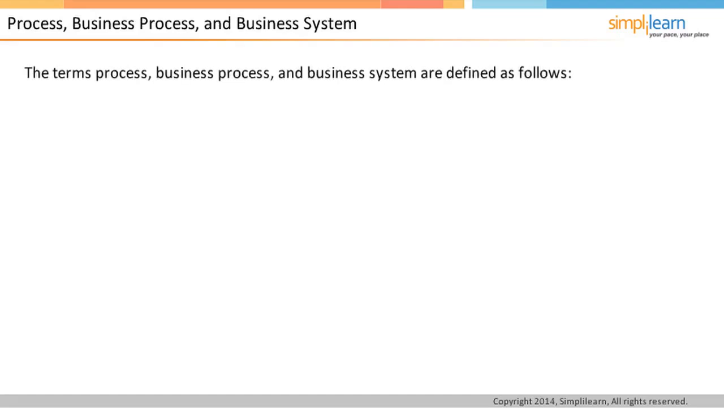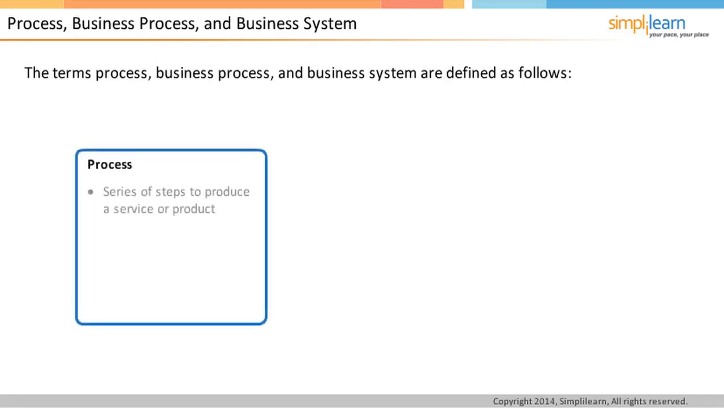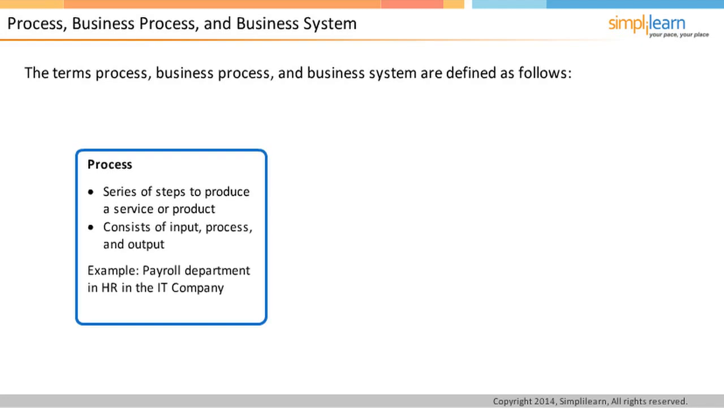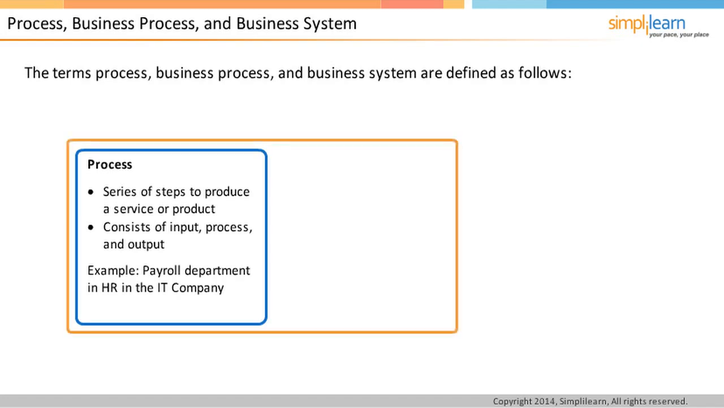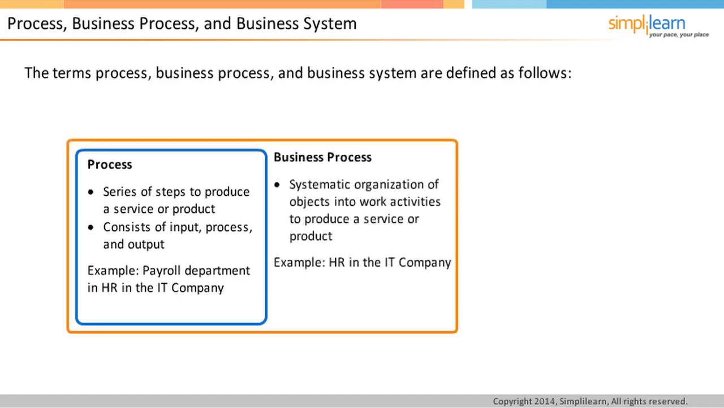Let us understand process and business system in this screen. A process is a series of steps designed to produce a product or service to meet the requirement of a customer. A process mainly consists of three elements: input, process, and output. A business process is a systematic organization of objects, such as people, machinery, and materials, into work activities designed to produce a required product or service.